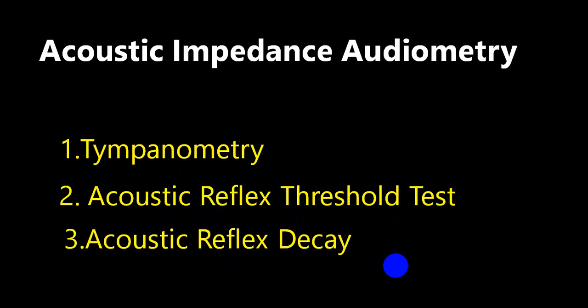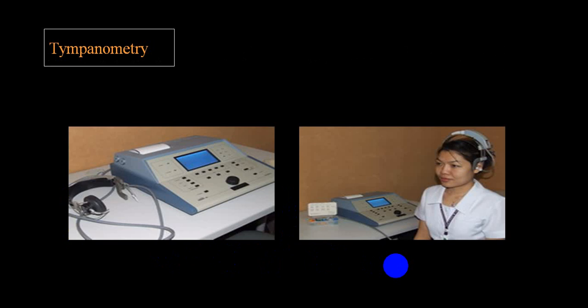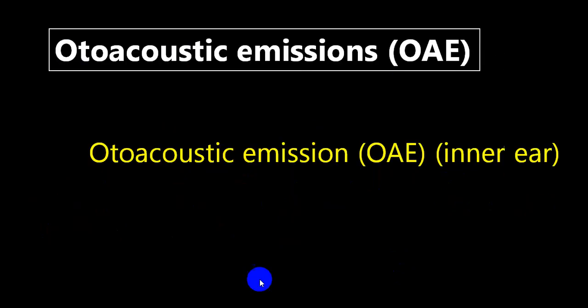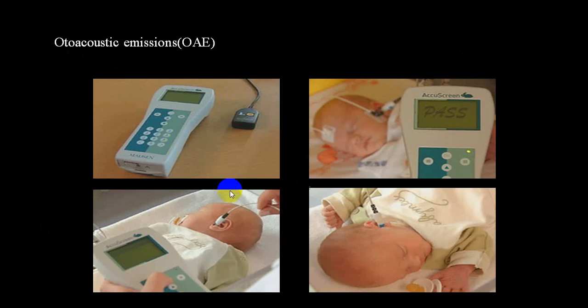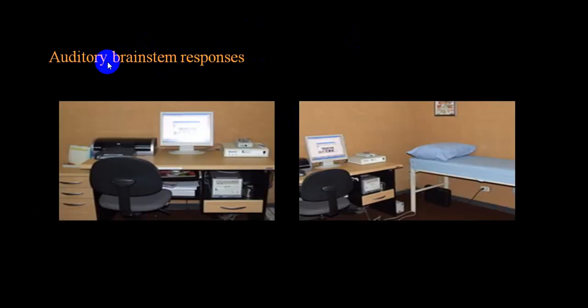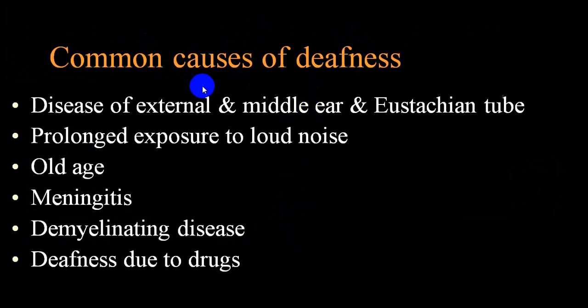I am not an expert in this field. Then there is tympanometry, reflex threshold test, reflex decay test etc. Then there is one called the otoacoustic emission test, which is mainly done for the inner ear. So these are the different instruments, and you can do the otoacoustic emission test. Then there is auditory brainstem response. You can look for this. So these are the different types of instruments, and you try to find out whether there is any defect.